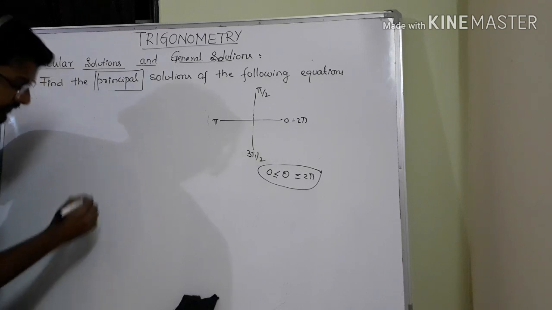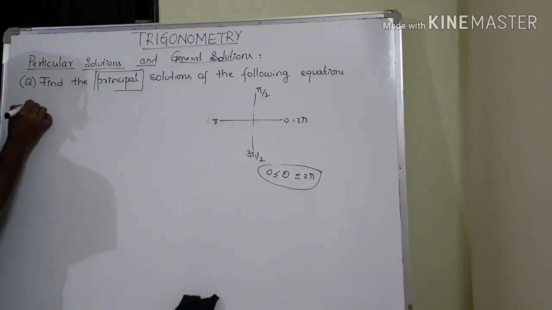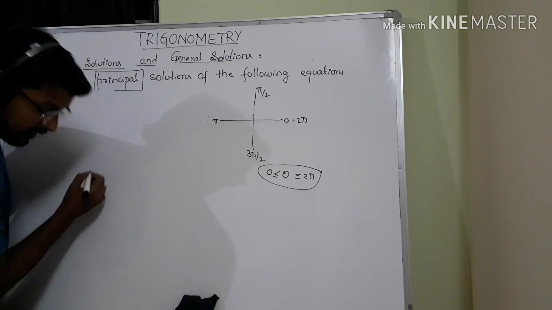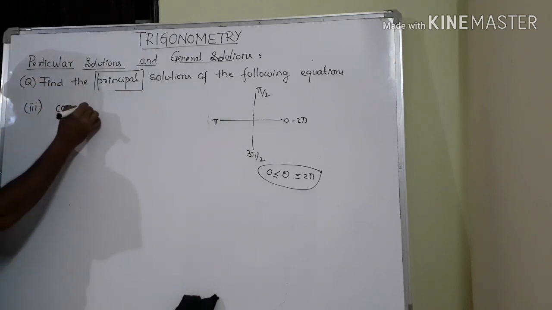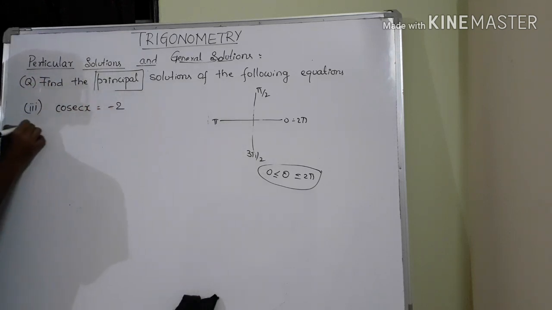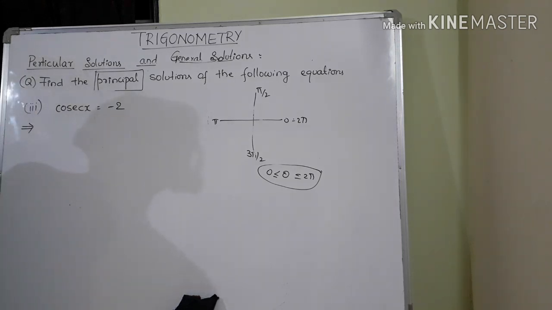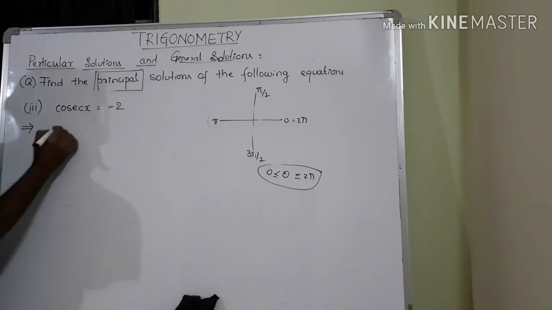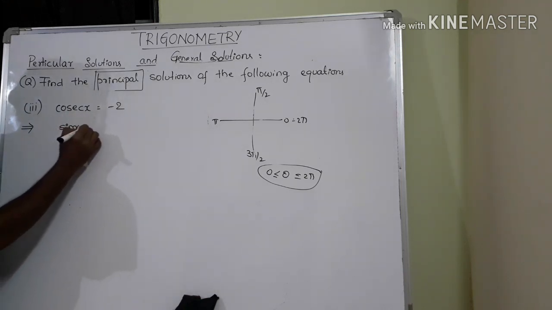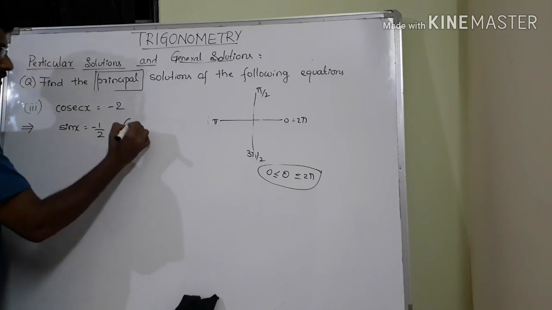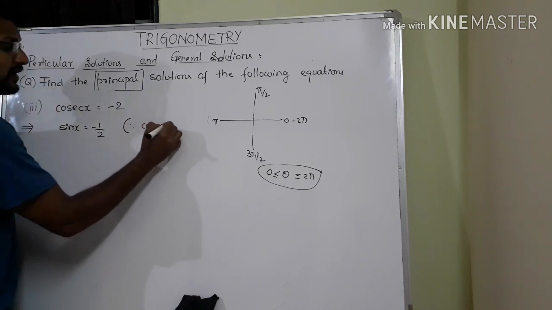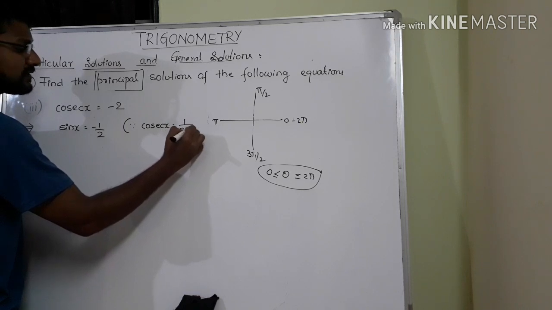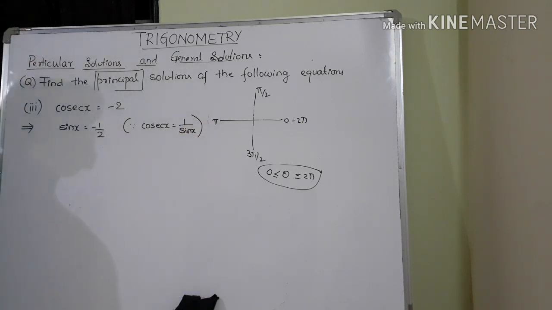Let's go to the next question. Cosec x is equal to minus 2, which is a really interesting question. Please observe it carefully. I'm not going to deal with cosec x because I'm not comfortable with it. So I'll change cosec x into sin x, and we can write this as sin x is equal to minus half. The reason is that cosec x is nothing but 1 by sin x. These are reciprocal to each other.